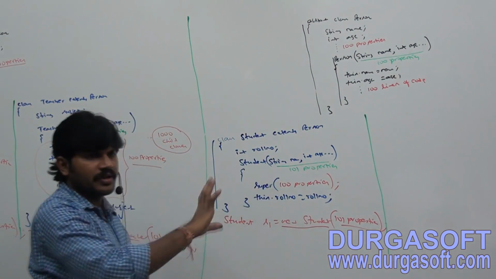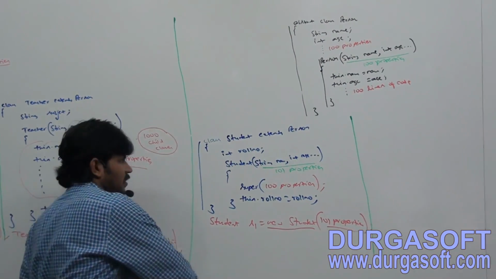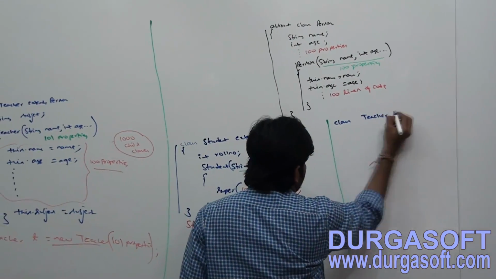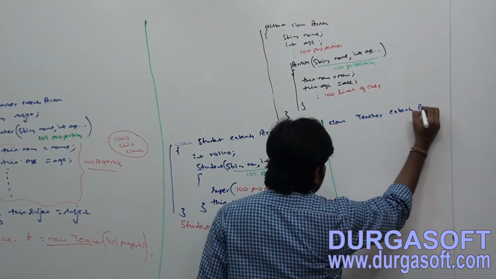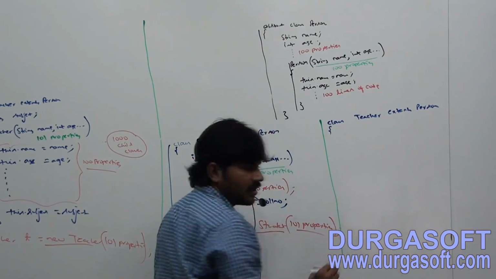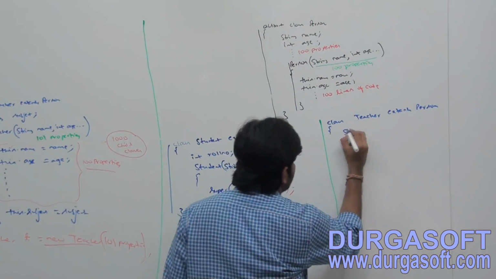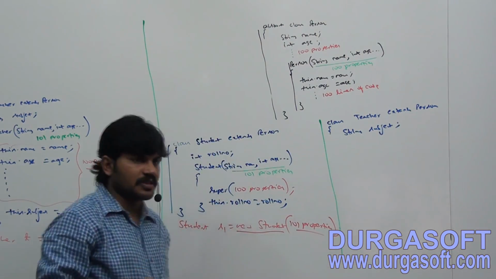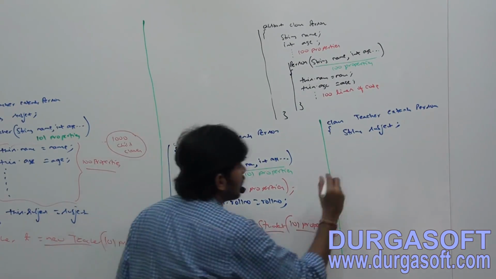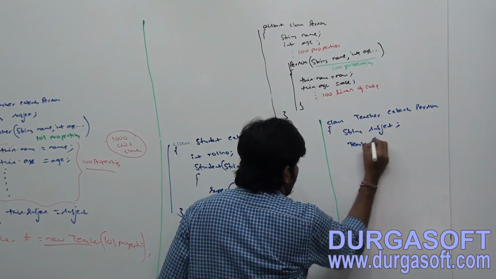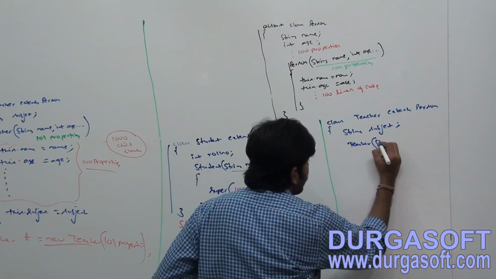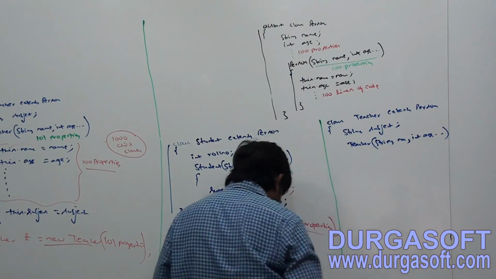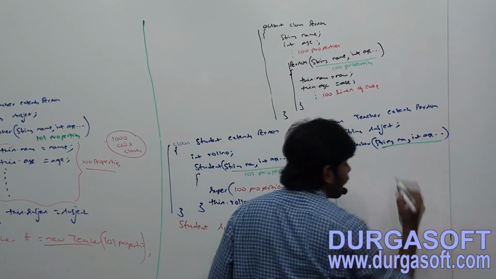Sir, this is the student class. Now what is the next one? Class teacher extends person. Here, the teacher has one property, string subject. Now I have to write the constructor Teacher of string name, int age, and so on.